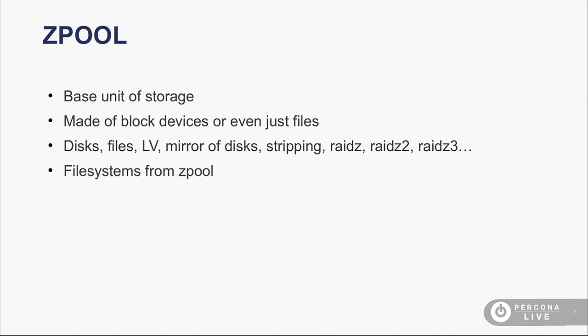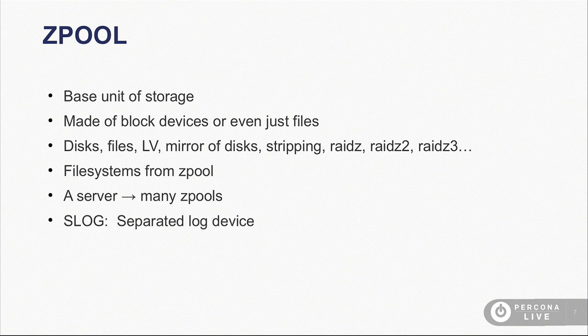From the Z pool, you carve file systems. You can also carve Z volumes. We'll discuss that a bit later. And a server can have multiple Z pools that you can tweak: one Z pool more for random I/O, one Z pool more for sequential, depending on the type of storage that you are using. So a Z pool can have an S log.